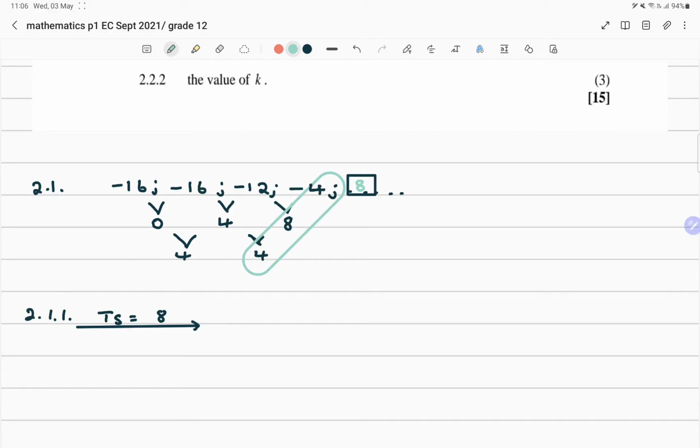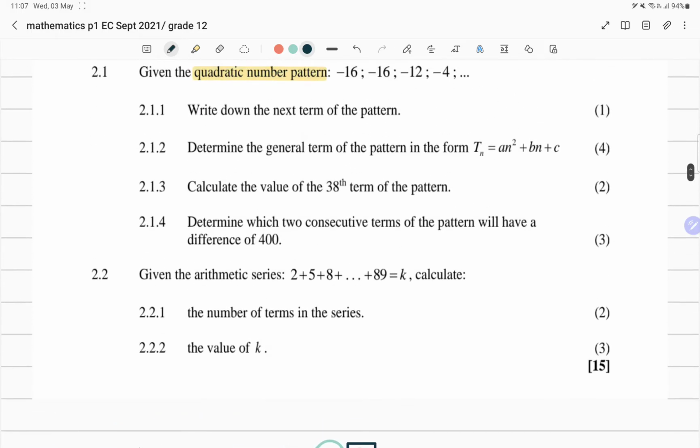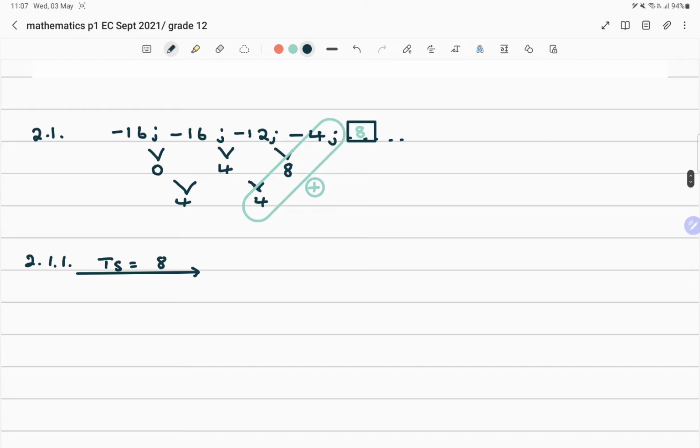So all you do here, you just add all these up in that diagonal manner. They should give you the things you're looking for. So let's go on. It says now determine the general term. So this question is forever present.